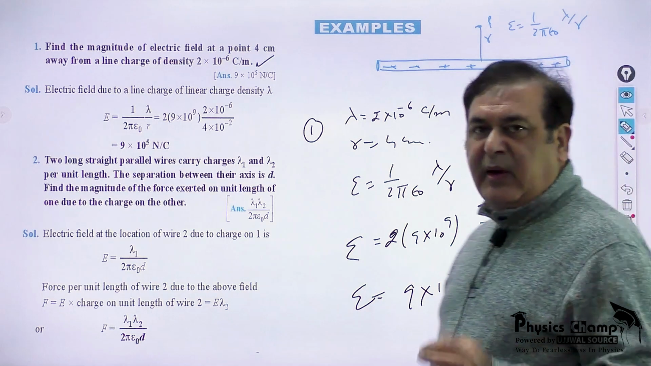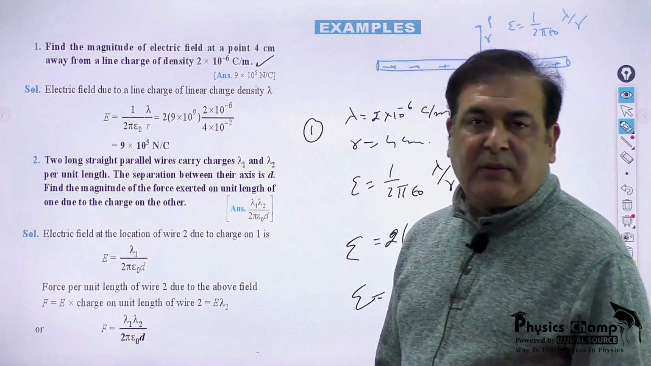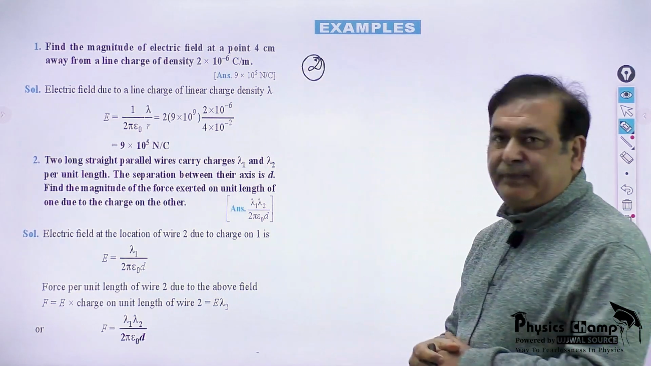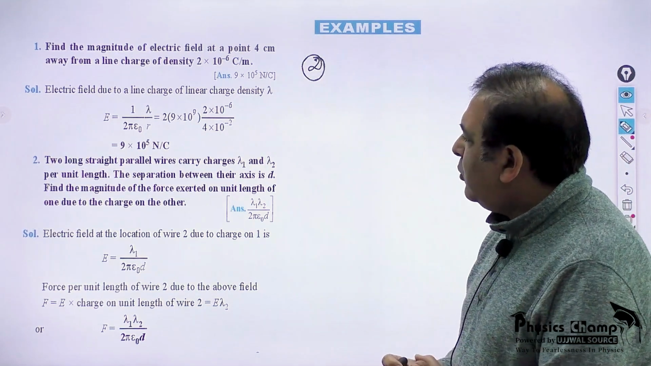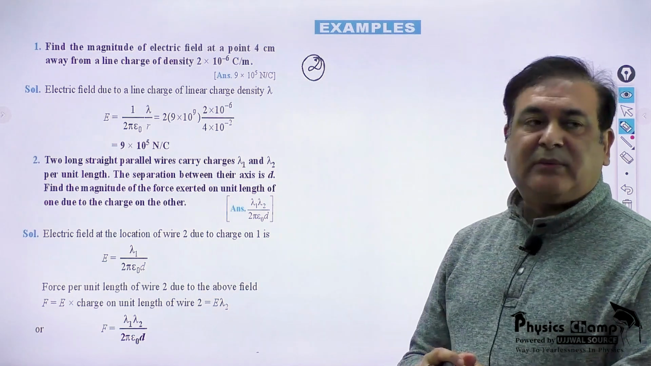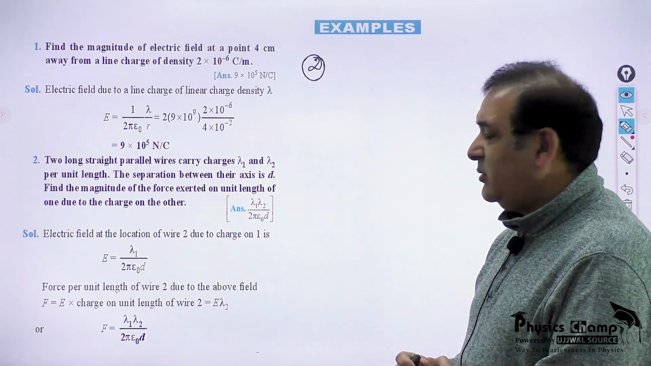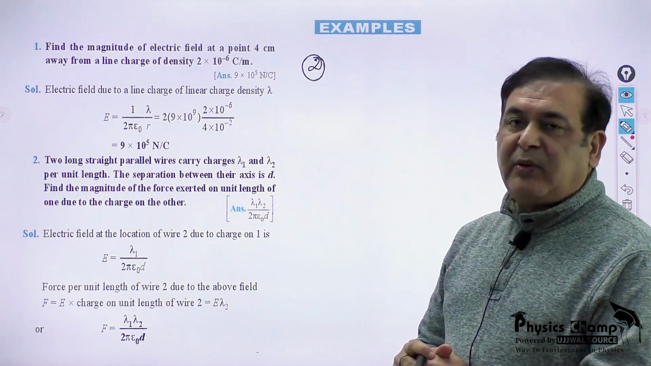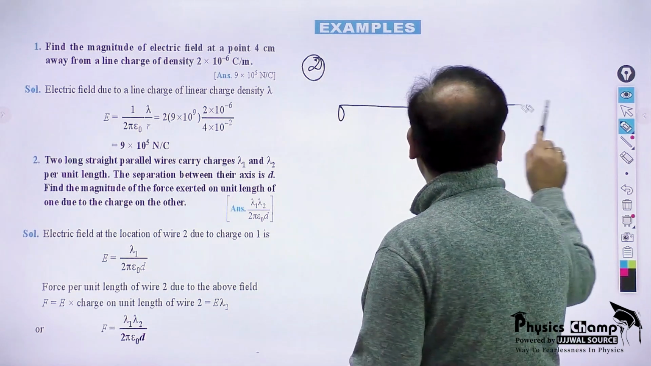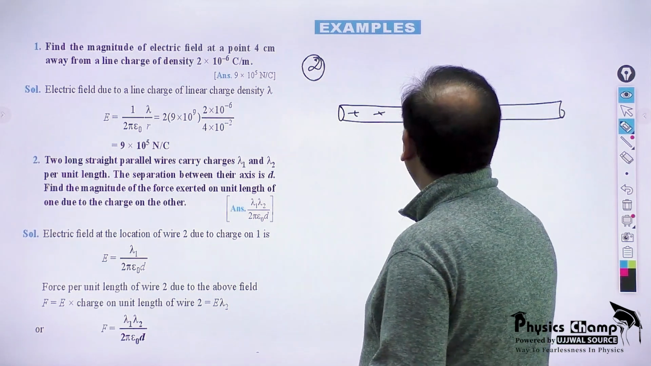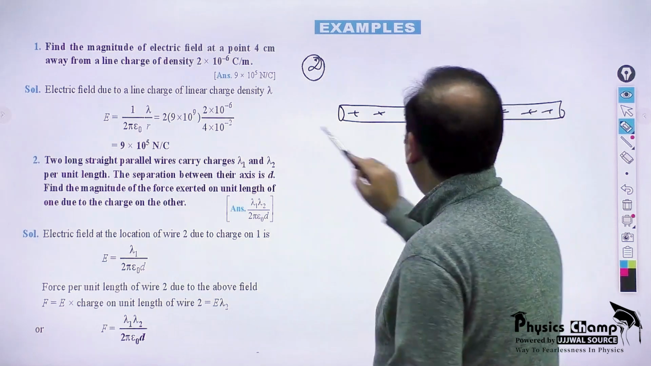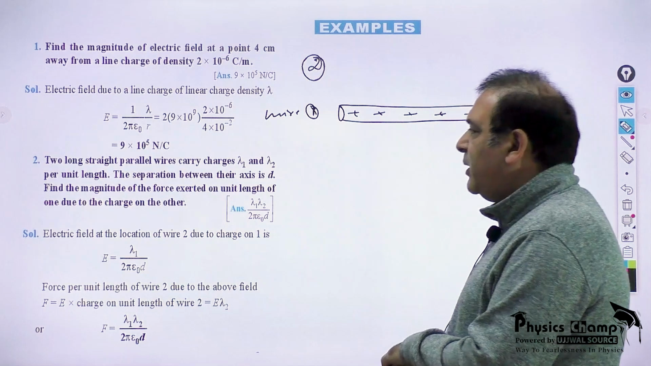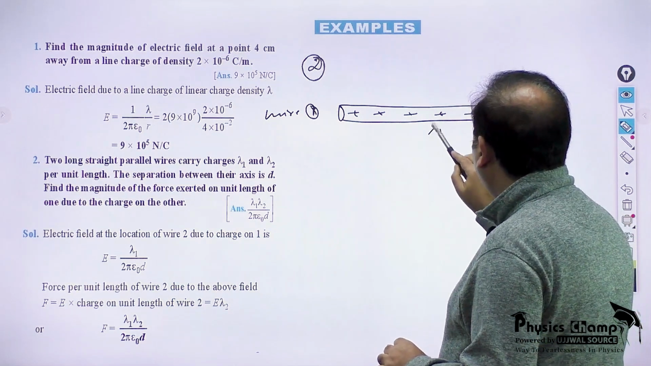The concept that we just learned, it is directly on the basis of that. Have a look at question number 2. It is the next step. Question number 2 says there are 2 long straight parallel wires, each carrying linear charge density lambda 1 and lambda 2 per unit length. So you have here a wire 1, and wire 1 has linear charge density lambda 1. This is charge per unit length.